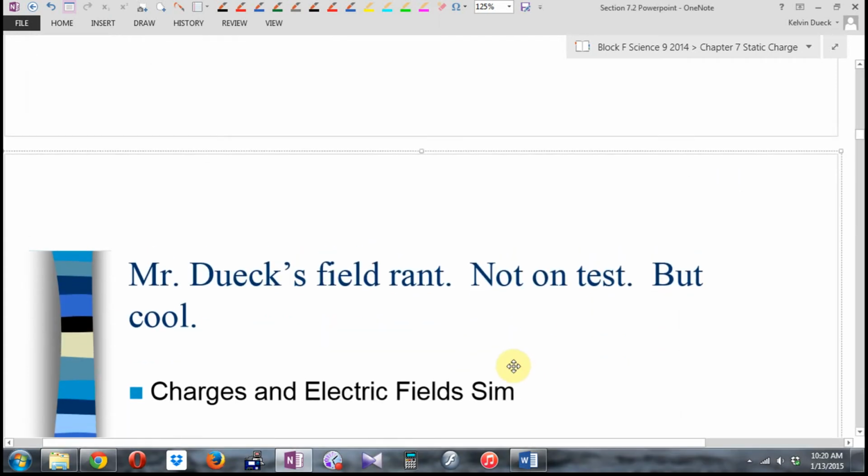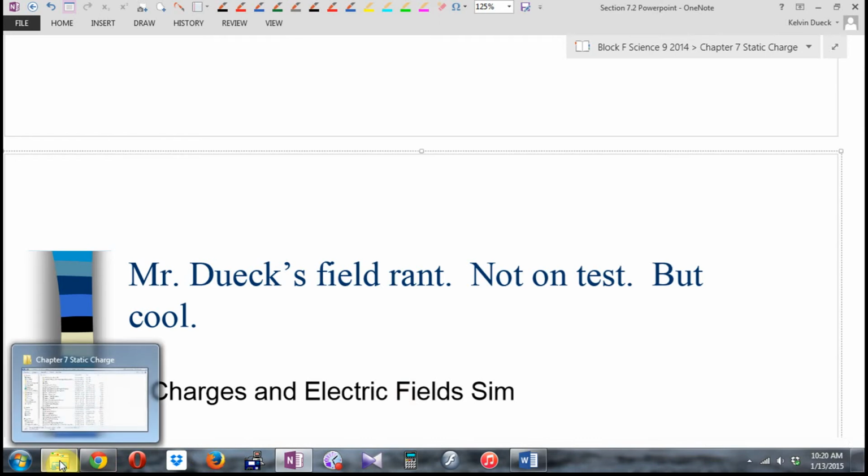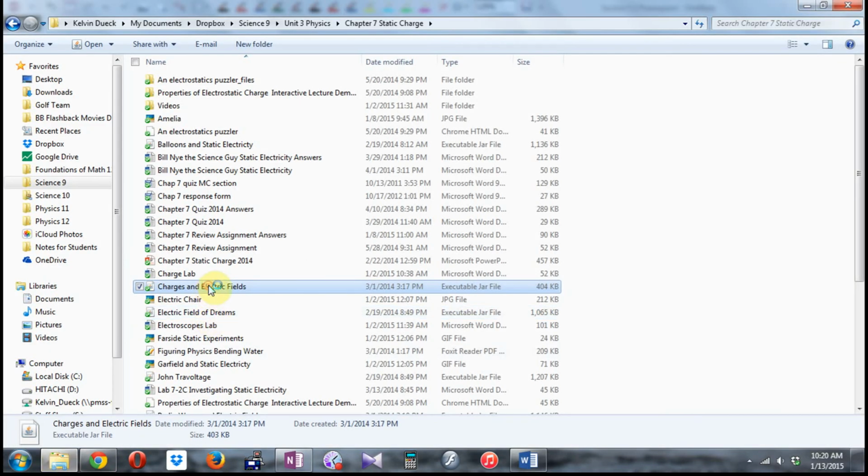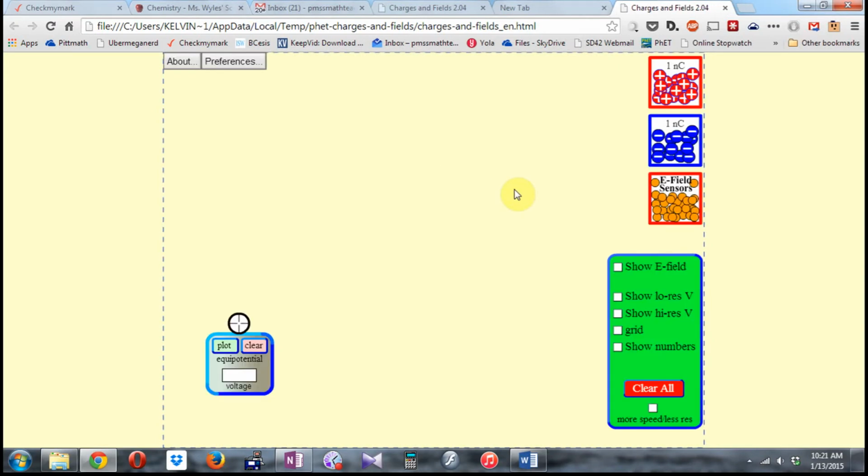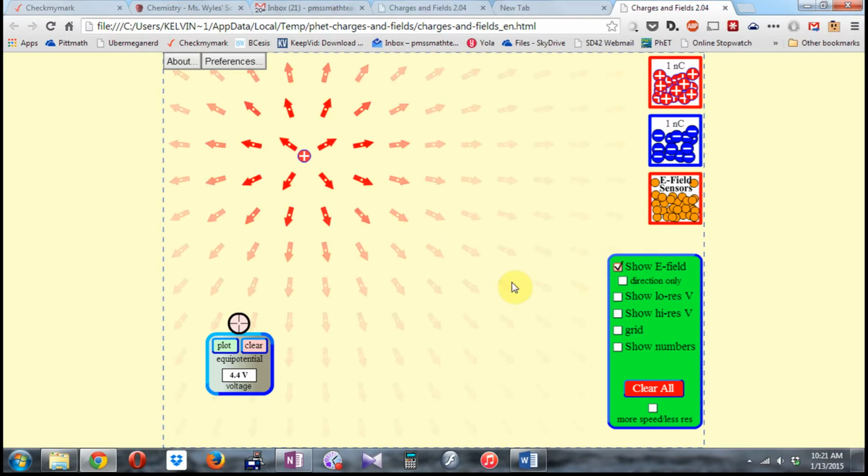So, I have here the charges and electric fields simulator. Put your pencils down, look up. Okay? I'm going to take a positive charge and put it right there. What you can't see is that it's sending out an electric field. If you could, you would see something like that. And as you got further and further away, it gets weaker and weaker and weaker.